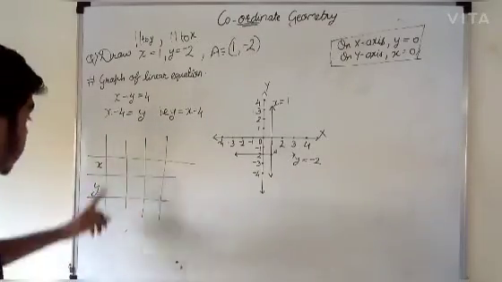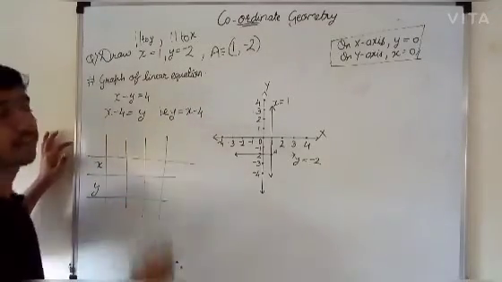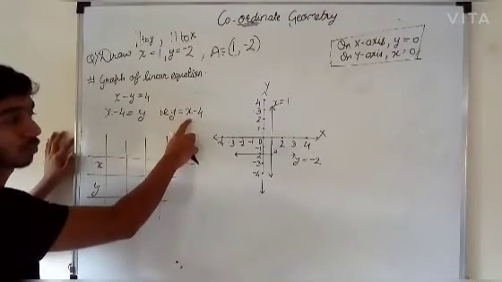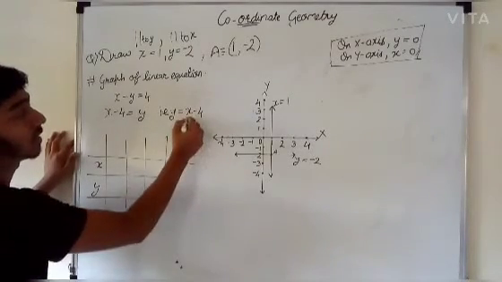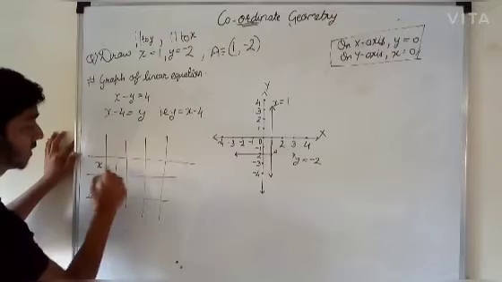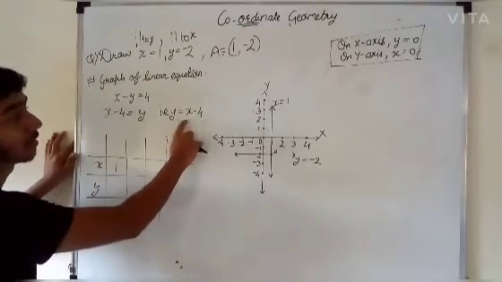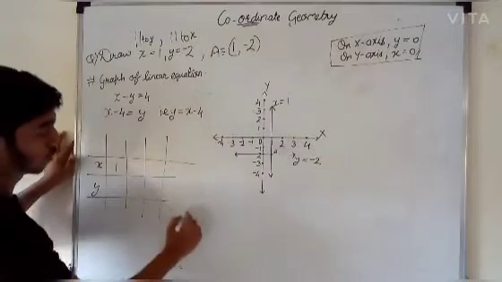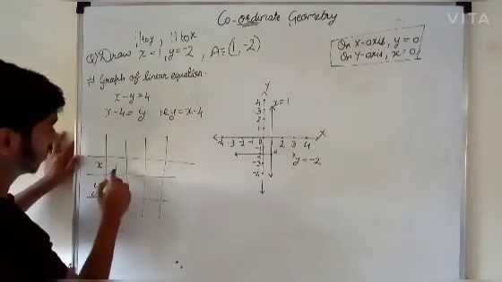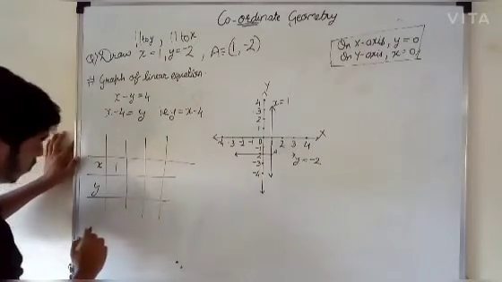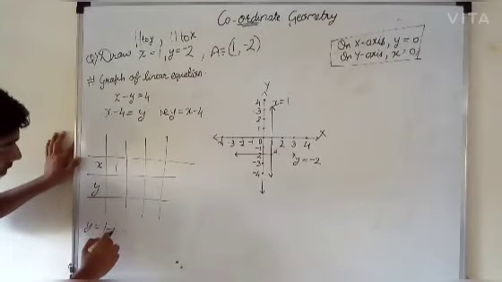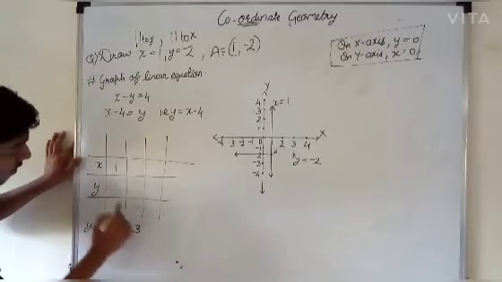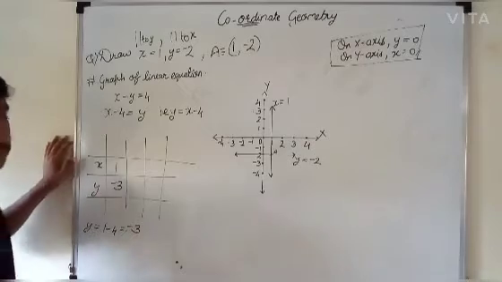Okay, let's put x as any value. Think of any value. Okay, let's put x as 1. For example, if I put x as 1, what do I get y as? So y is 1 minus 4. So you can say when x is 1, y is 1 minus 4, which is minus 3. So this will be minus 3.